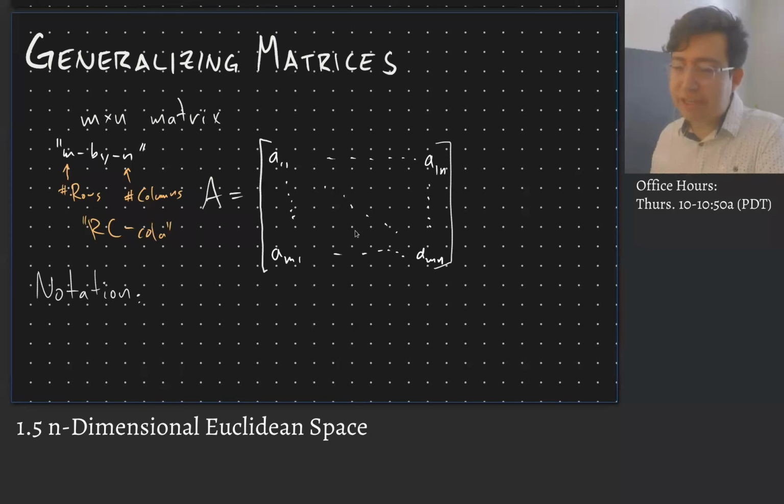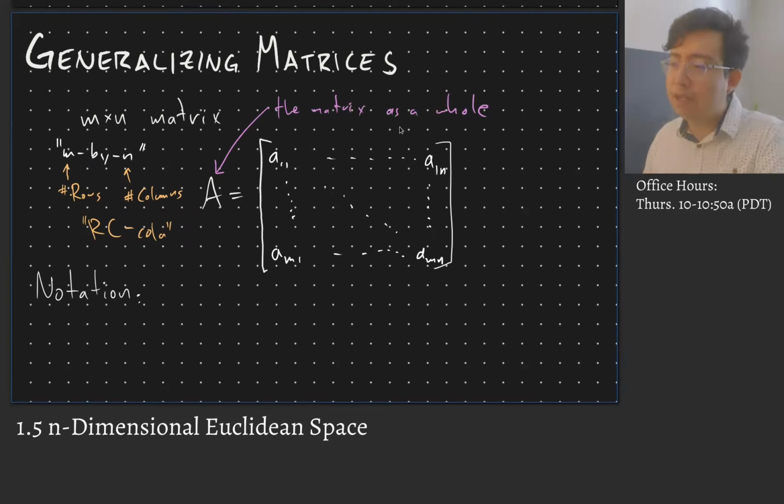So some notation here, first of all, to point out, we like to use capital letters if we're referring to the matrix as a whole. So this is A, the capital letter refers to the matrix as a whole.